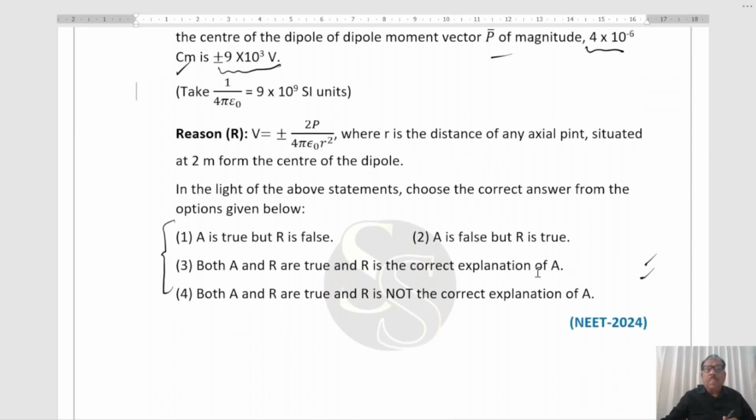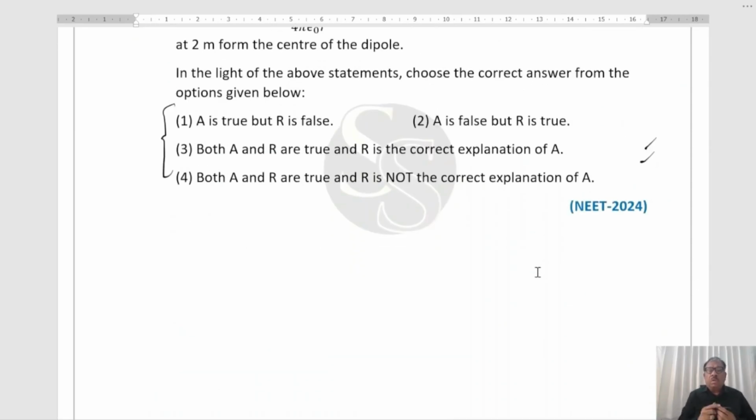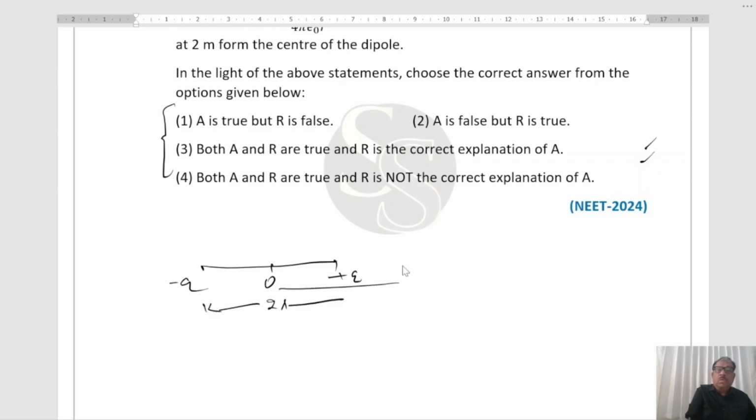Now, let's start. In this case, concept applicable are minus q, plus q, 2l, center O, distance r, point P. This is the actual point. V on simplification we get 1 over 4 pi epsilon naught, P upon r square, plus minus. This is the V axial. If it is equatorial, equatorial is this point. V equatorial, that is 0.